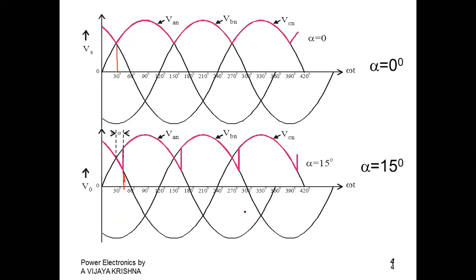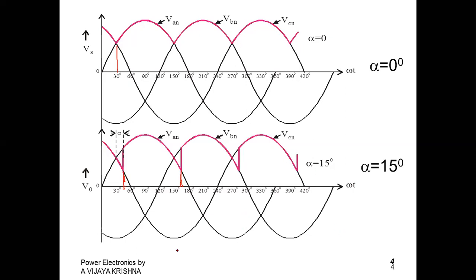Next, when T2 conducts at 5 pi by 6, 5 pi by 6 means it should be 150. 150 plus 15. If you consider here 150 plus 15, this is the value. Next, like that, same. VC also has the same output waveforms.